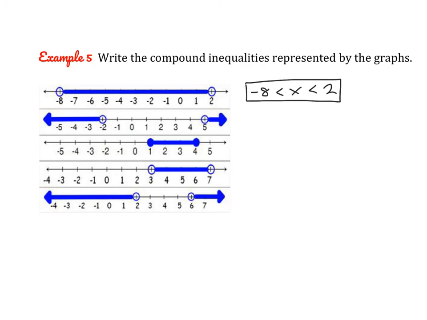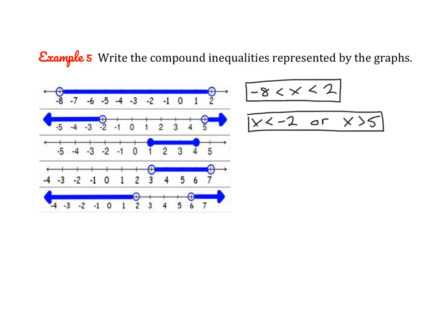For the second one, you can see this is going to be an OR problem because it's this region or this region. So let's describe the region on the left. That's when x is less than negative 2, or, and then the region on the right is when x is greater than 5.